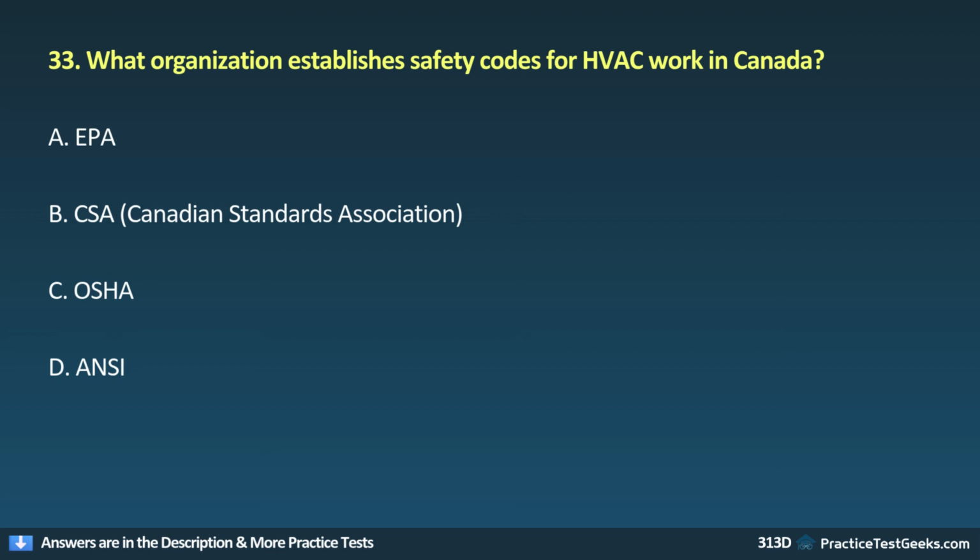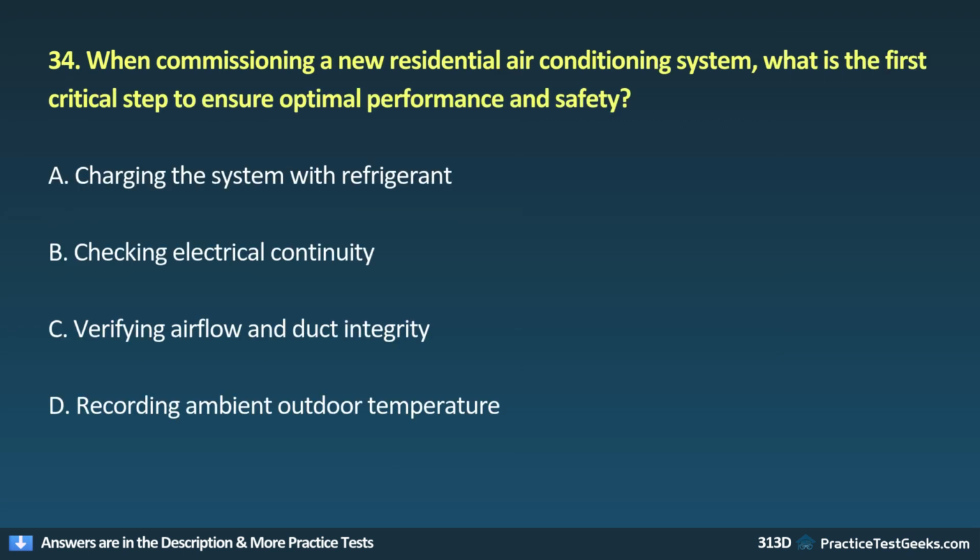33. What organization establishes safety codes for HVAC work in Canada? A. EPA. B. CSA, Canadian Standards Association. C. OSHA. D. ANSI.